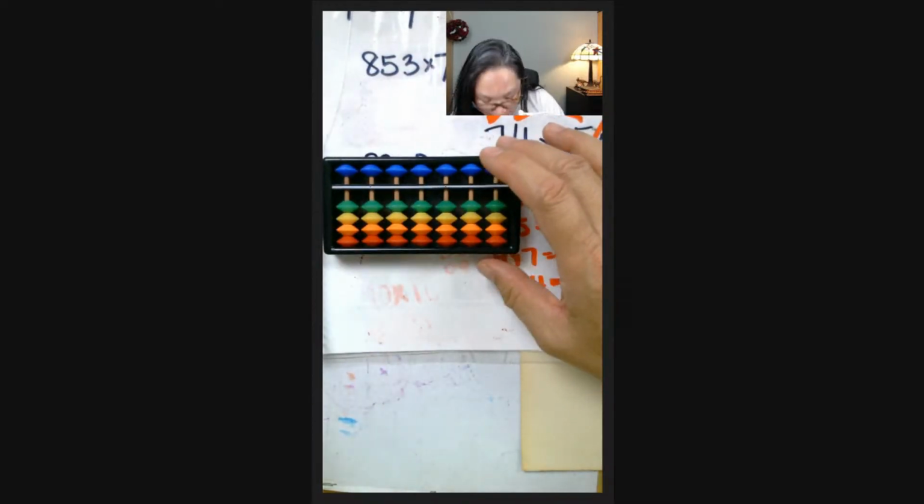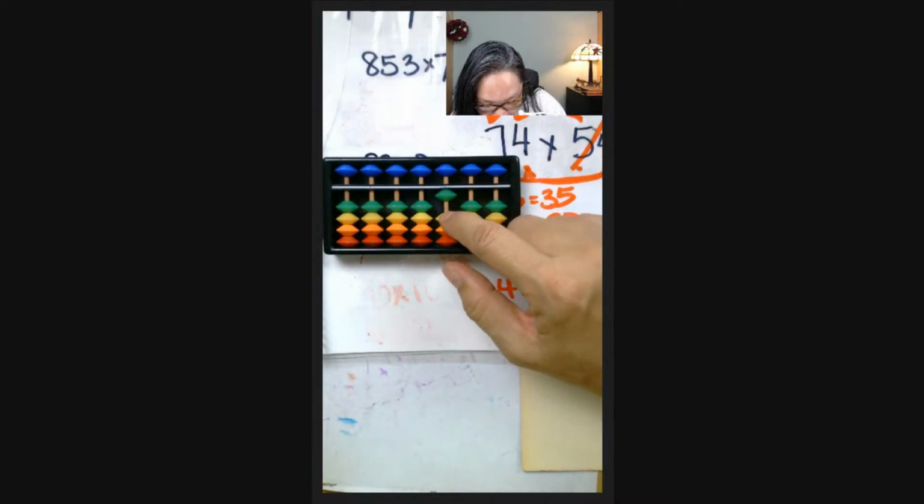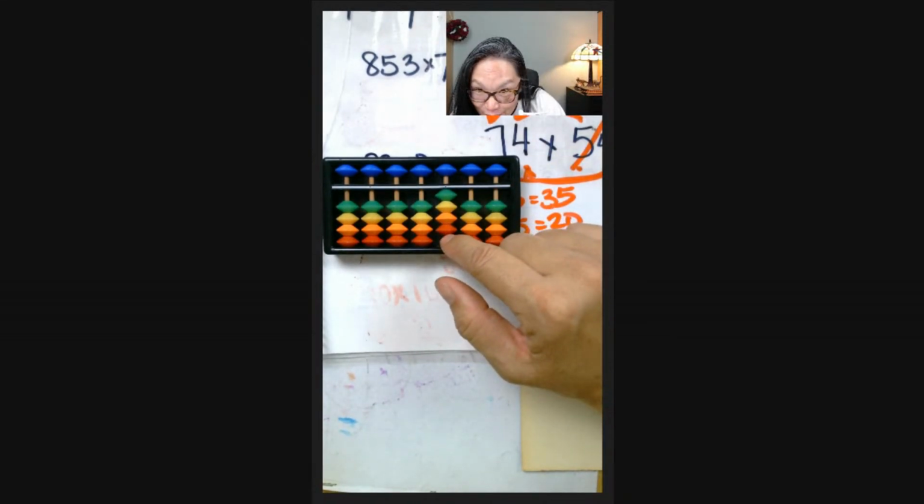If you don't know how to read the abacus, here's a review. This is one. This is two. This is three. This is four.